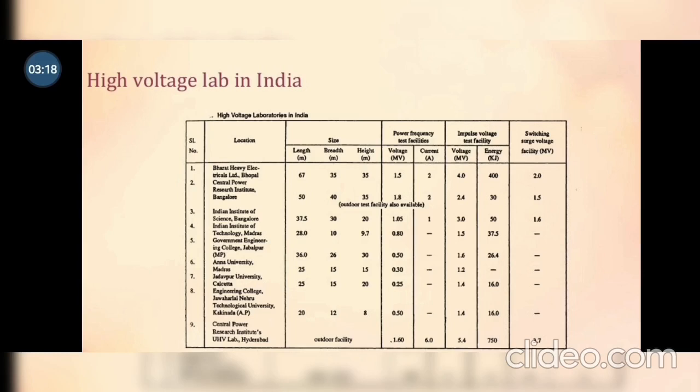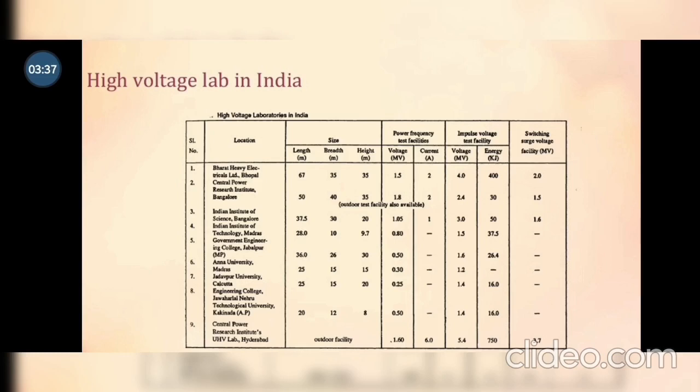Next is the Engineering College, Jawaharlal Nehru Technological University, Kakinada, Andhra Pradesh, which has a length of 20 meter, breadth of 12 meter, and height of 8 meter, with voltage of 0.50 megawatt, voltage of 1.4 megawatt, and energy of 16 kilojoule.